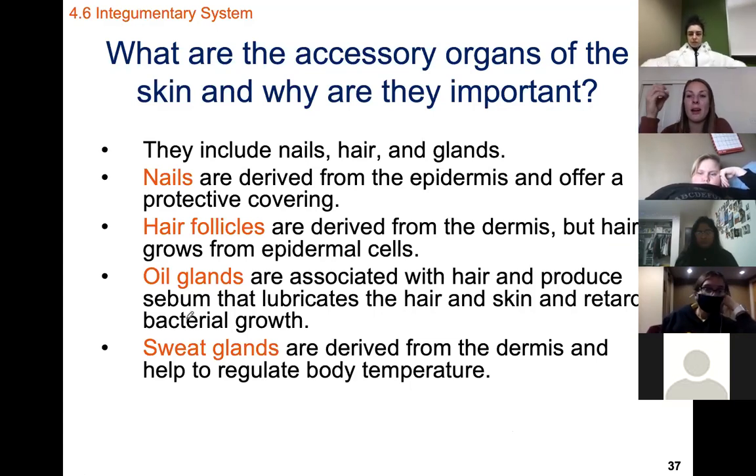So think about, why do we have fingernails? I mean, for people who like to paint their fingernails or get them done, it's kind of fun, but they're actually derived from the epidermis and they offer a protective covering of the fingers. They actually have a function. The hair follicles are derived from the dermis, which is that layer under the epidermis. But hair grows in the epidermal cells.